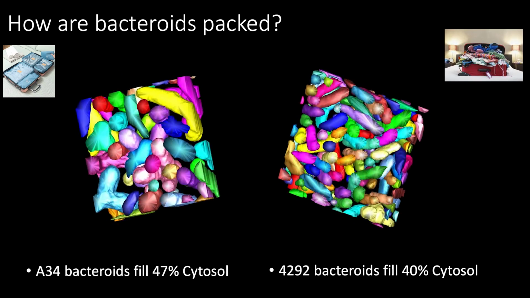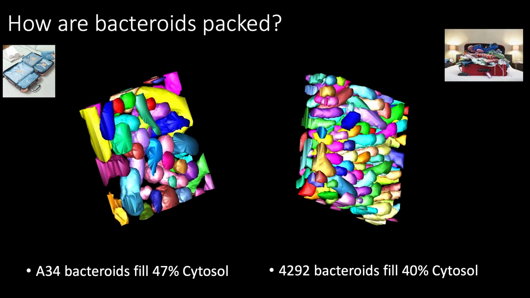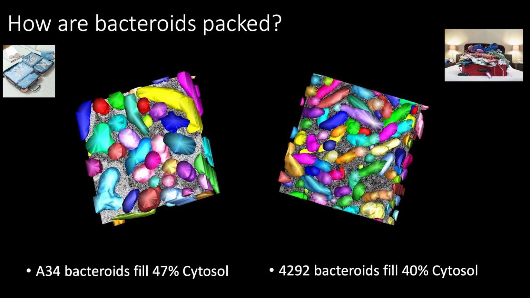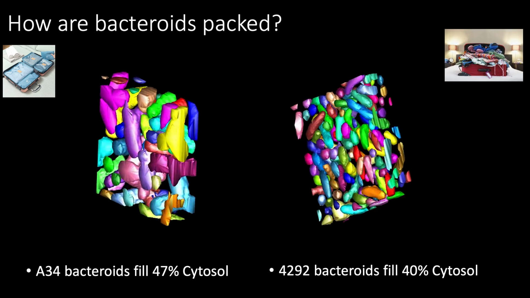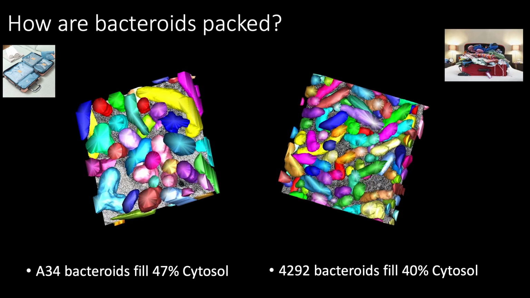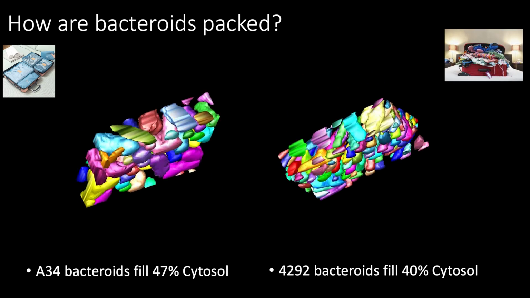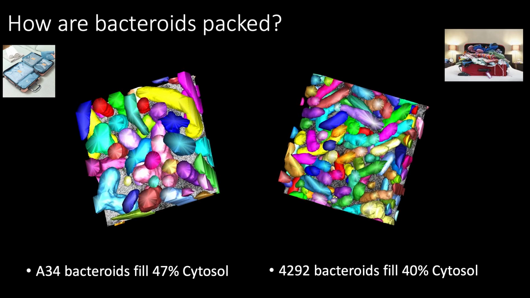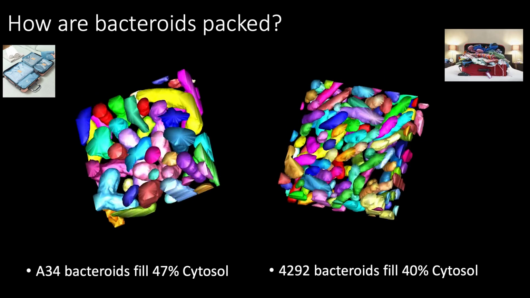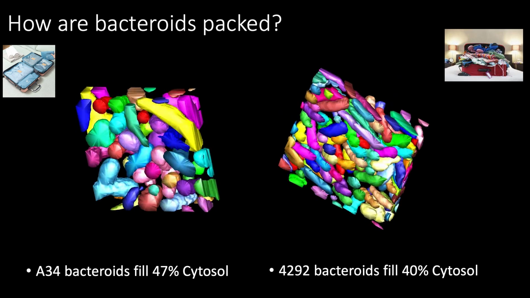So what I've done here is I've taken a fixed volume of the cytoplasm, with the bacteroids in it, and I've reconstructed every single bit of bacteroid in there. This is for the A34, and here I've reconstructed every single bit of bacteroids in the 4292. And this is a lot tighter now. Like I said, this is an old presentation that I pulled up last minute, but these are packed denser. So 47% of the cytosol is filled with bacteroids in P, whereas 40% of the cytosol is filled with bacteroids in 4292. That's actually dropped now, but at the time when I did this, that was the value that we had.